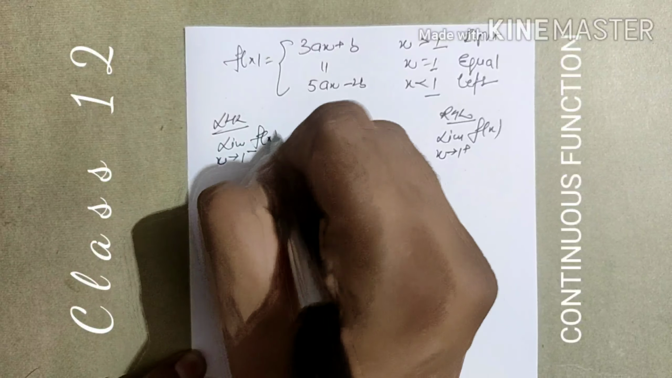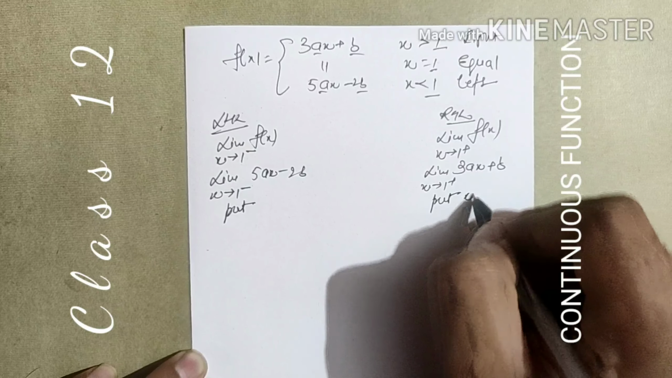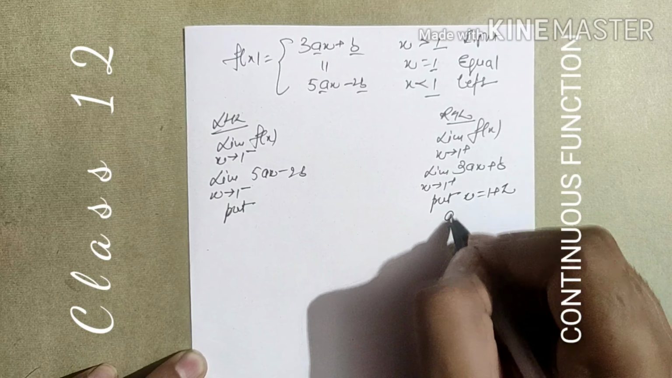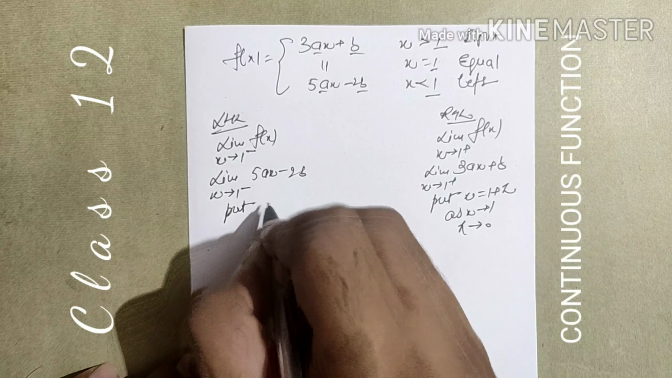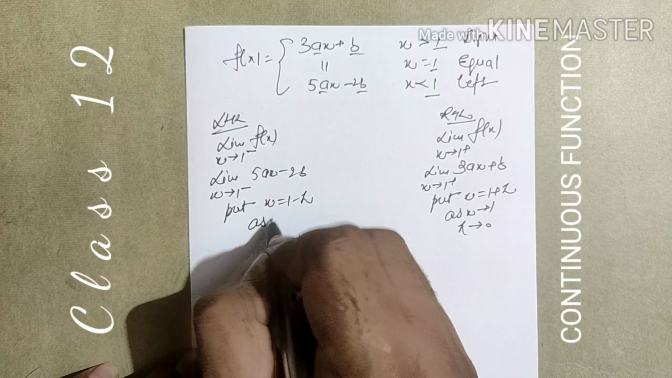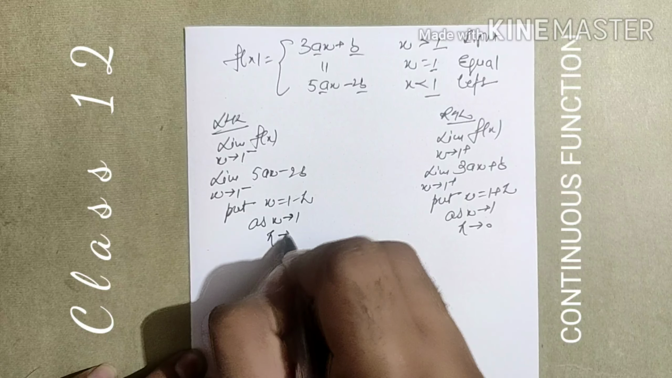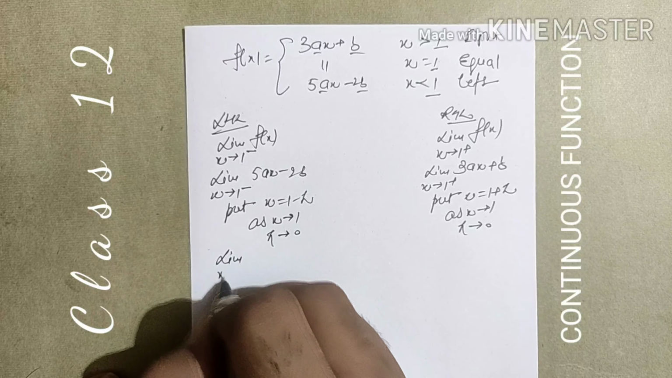Here this is the right case. In the right case, the function value is given by 3ax plus b. Now, as we know, in the case of left hand limit and right hand limit, we use the substitution method. So as we put the value, the substitution becomes 0. Here we put x equal to 1 minus h. As we put x equal to 1, the value of h becomes 0. So as we replace it, h becomes 0.